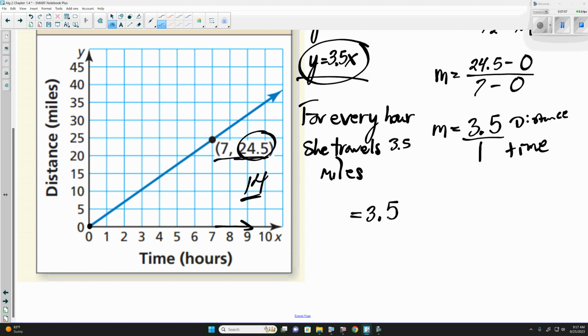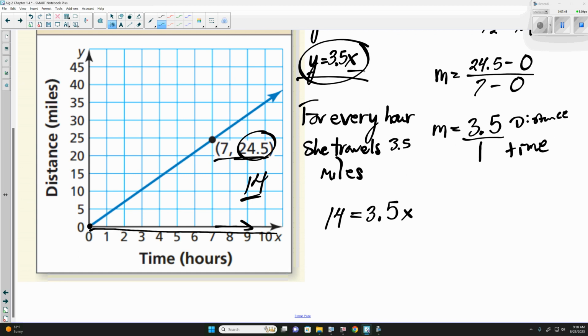Now, the question is, do we plug 14 in for x or for y? Because which one is distance, x or y? X. Oh, dang it. Oh, no, it's hour. Oops. X is time and y is distance. So we plug... Yeah, we are talking about the x and y on the axis, but we're also talking about the x and y in the equation, in the slope.